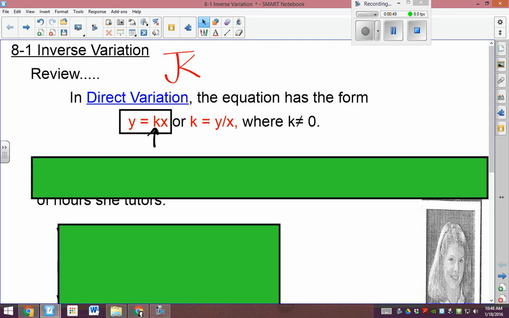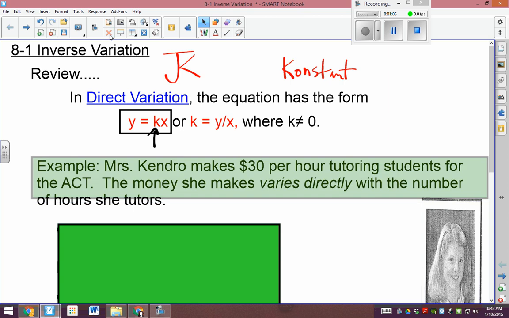Right. Okay. And the k, if you know how to spell, stands for constant. But I don't know how to spell, but that's how I remember. The k stands for constant. Constant of variation. Right. All right, here's an example of direct variation.